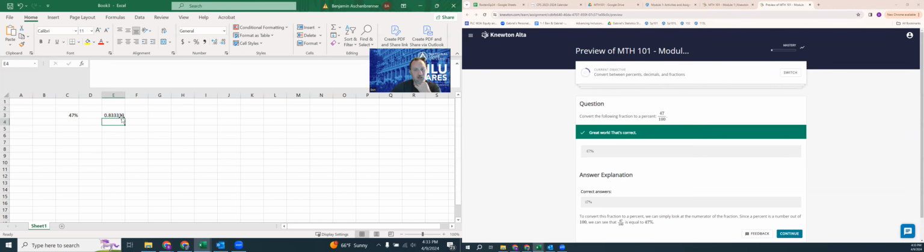Just a quick note, if I do a calculation, let's say 25 out of 30, and I get an answer, and I'm going to click twice here. Now I'm in the cell. That's different than selecting the cell. So there's selecting the cell, then there's being in the cell. When I'm in the cell, I can't format anything.